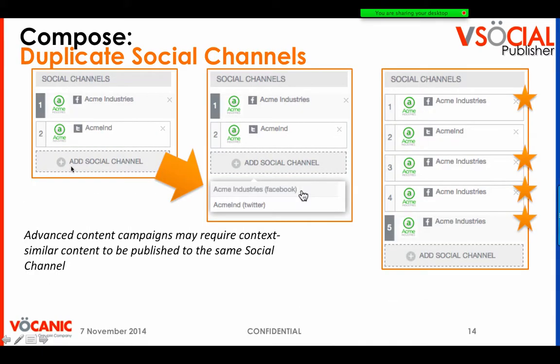Now, you may notice that there's this Add Social Channel button or link below the list of the social channels. This will allow the content author to add duplicates of the social channels that are supported for that workflow. And this can be useful if you are creating context-similar content to be published on the same channel. So for example, to demonstrate this, I added 3 more of the Facebook page.